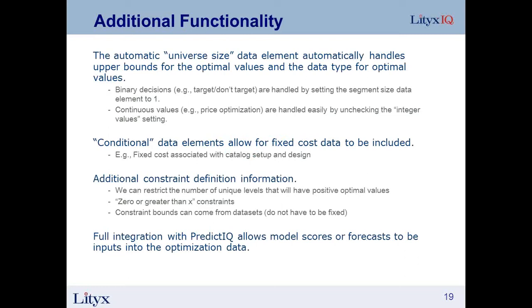And the metadata also allows us to do things like make binary decisions. For example, at the customer level, target or don't target someone, and we can simply make that happen by setting that segment size data element to 1. In other words, the maximum value the solution will give to each level of my set of dimensions is either a 0 or a 1. So turn it on or turn it off. So we can handle binary decisions that way. And continuous values are handled as well. So for example, price optimization, just by unchecking the integer values setting in the metadata area.